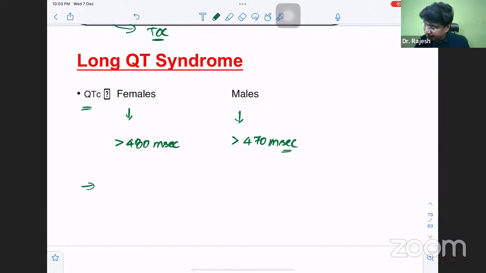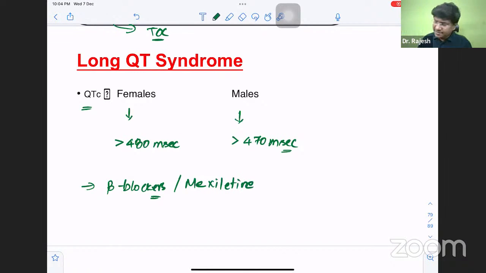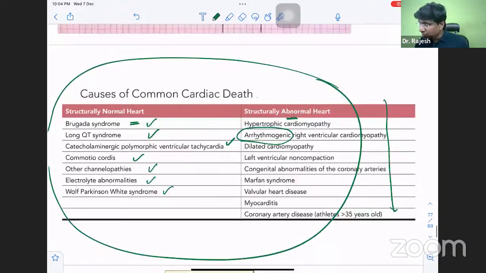But how will you treat? Treatment is by beta blocker. The effective beta blocker will be sotalol, or the other drug we can give is a class 1 antiarrhythmic drug, that is mexiletine. And what will be the treatment of choice? Treatment of choice will be ICD, implantable cardioverter defibrillator. ICD will prevent the development of VT and VF, and that will make the individual survive. So that is about long QT syndrome.